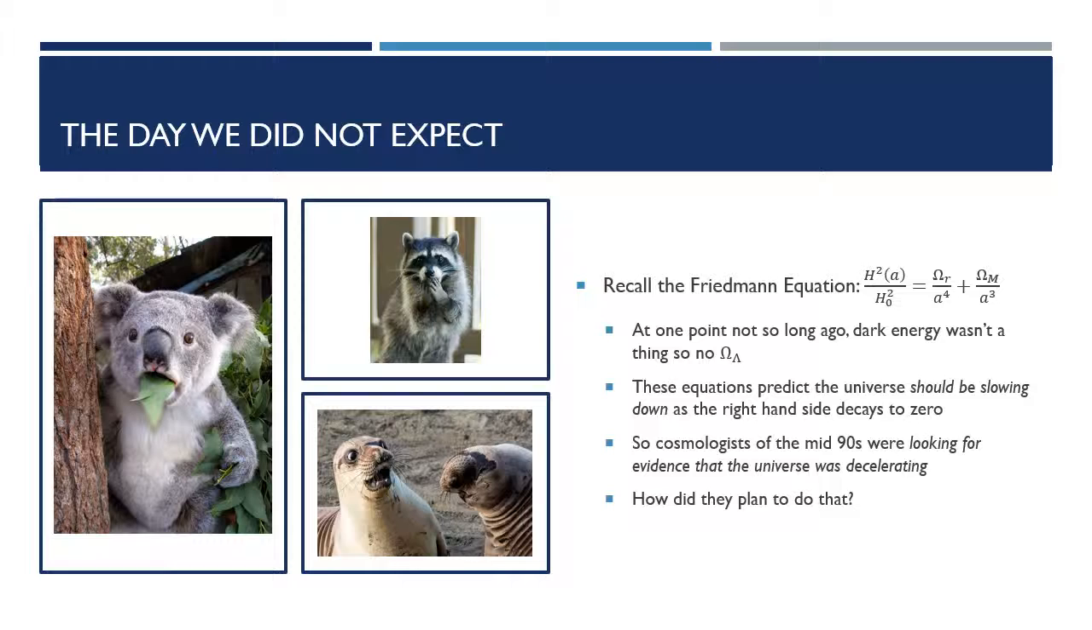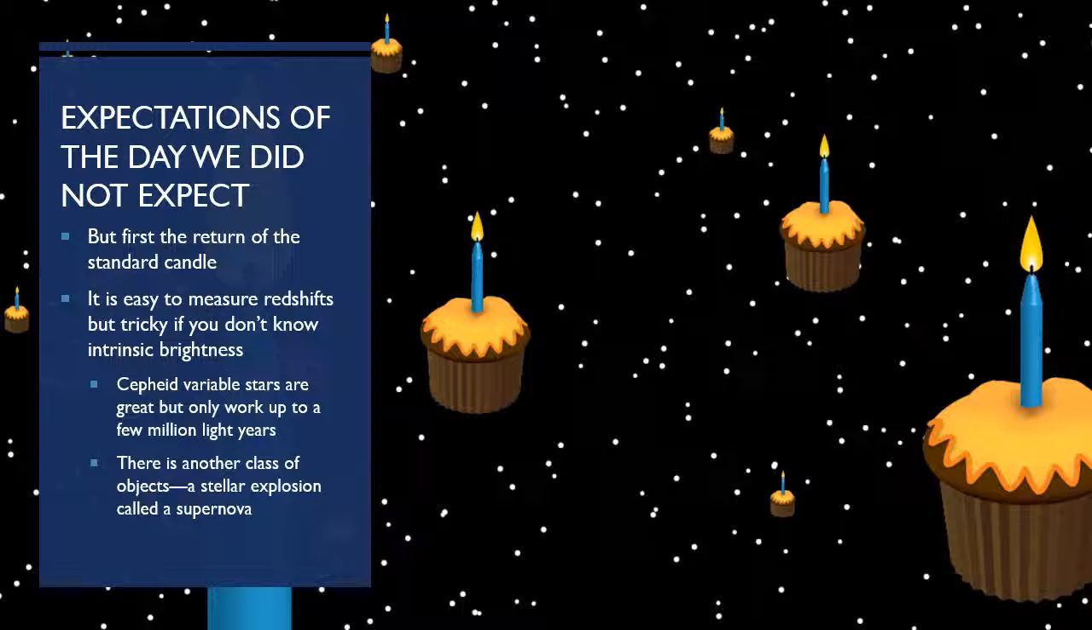And so it's really interesting. What do these equations predict? Well, if you only have the radiation and matter terms, they predict that the rate of expansion, or the Hubble parameter, should be decreasing over time, or decreasing as the universe gets bigger. So we were looking for evidence that the universe was decelerating. But as you can see here, we basically found the opposite. But first of all, how did we plan to do that?